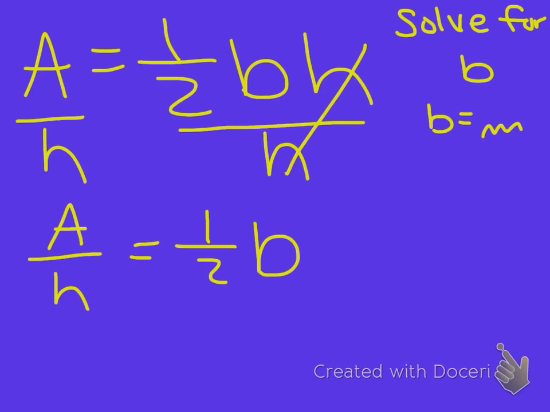Not yet, because b is not done, because I still have the half there. With fractions, how do I divide with fractions? You multiply by the reciprocal. Good job. So what's the reciprocal of 1 half? 2 over 1. So we're going to multiply by 2 over 1.